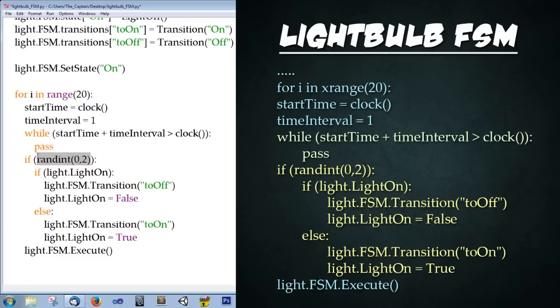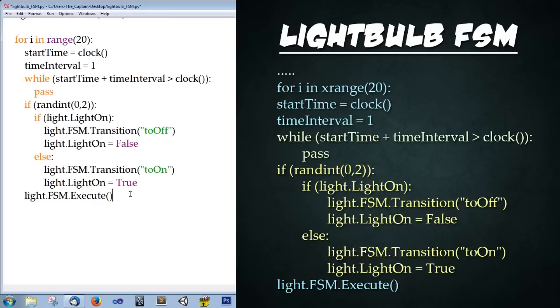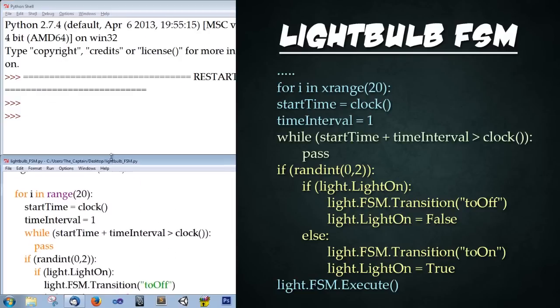Alright, so what's this next block saying? Well, this random integer is going to pick a value between 0 and 2, which is going to result in integers 0 or 1. If it's 0, it's just going to skip everything below and just execute whatever it currently is. It's not going to change states. Otherwise, it will trigger a transition to whatever the opposite state is. So if the light is currently on, we're going to transition to off. Otherwise, we're going to transition to on. And that's it. Go ahead and save it. Let's shrink this down.